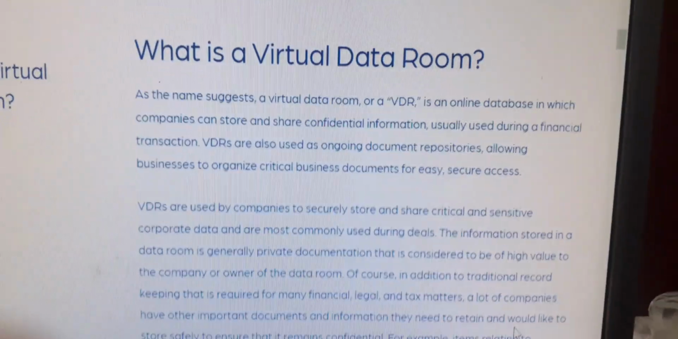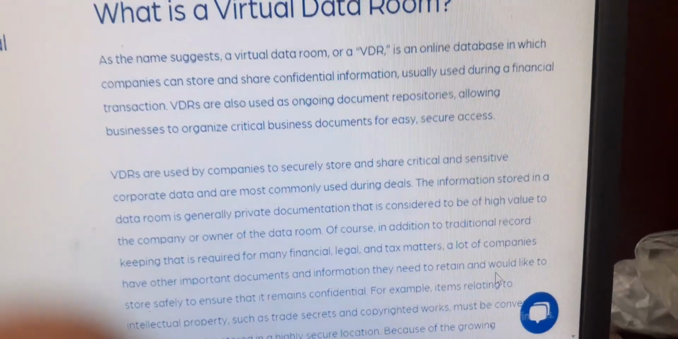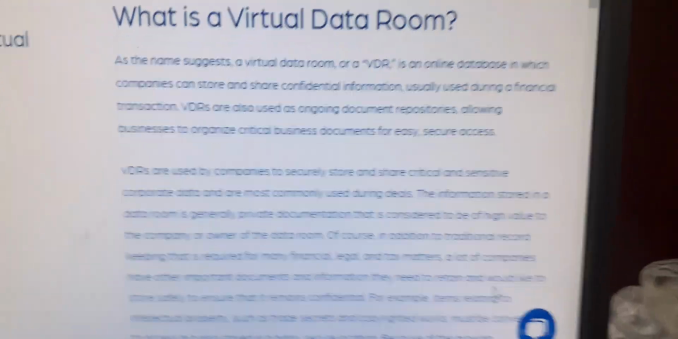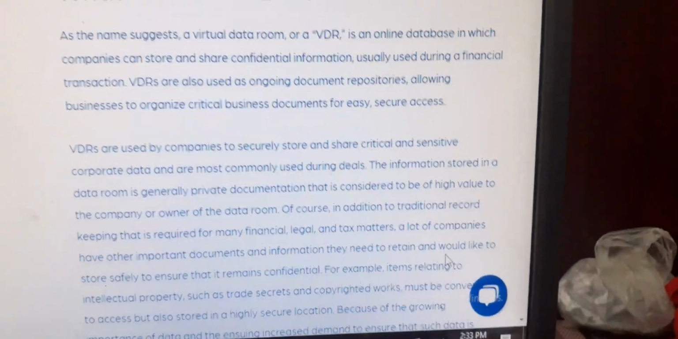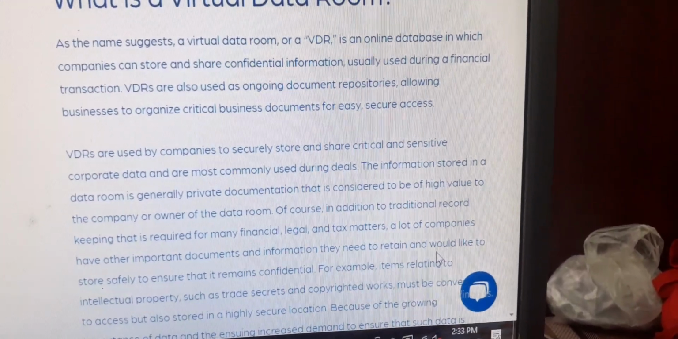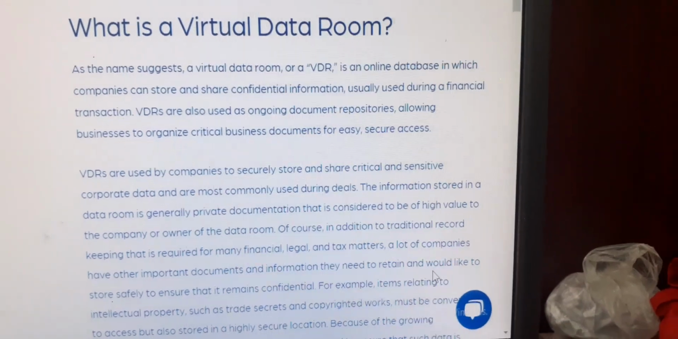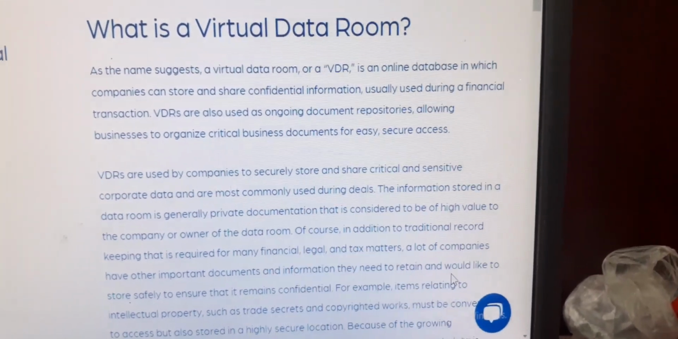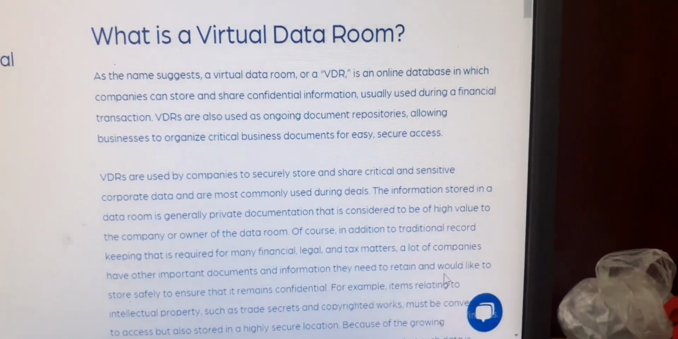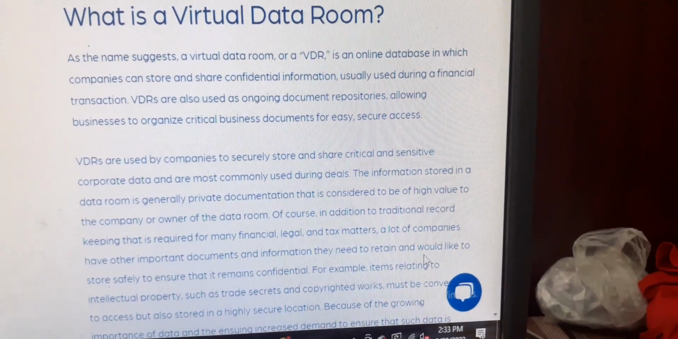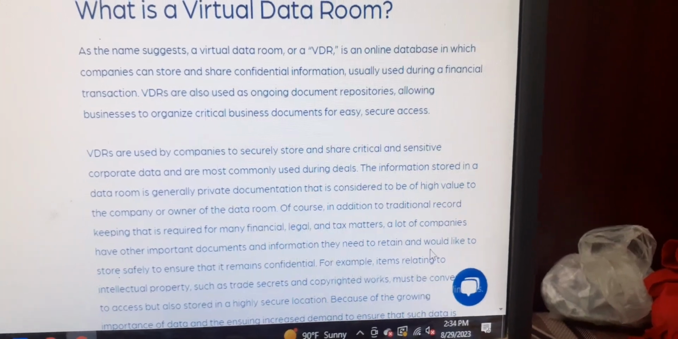What is a virtual data room? As the name suggests, a virtual data room, or VDR, means virtual data room. Virtual data room is one of the major use cases in this area.